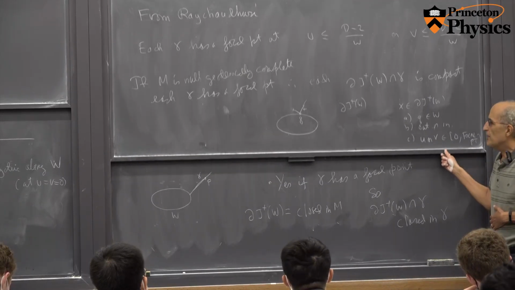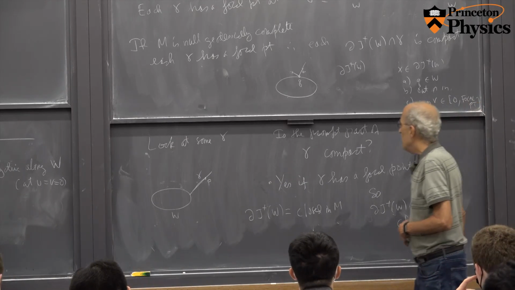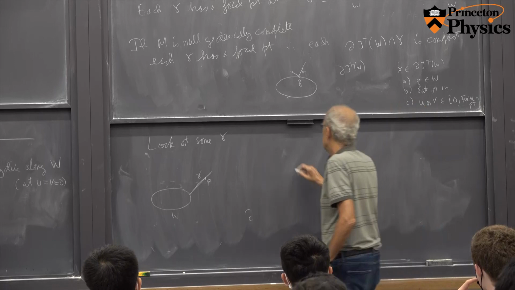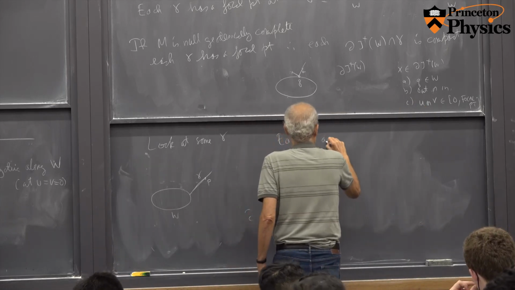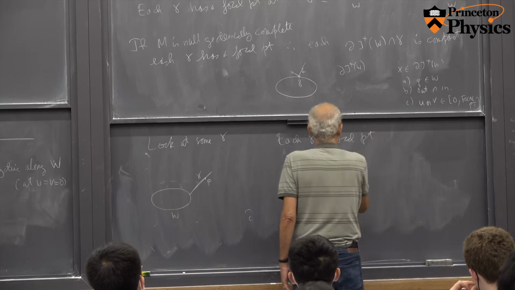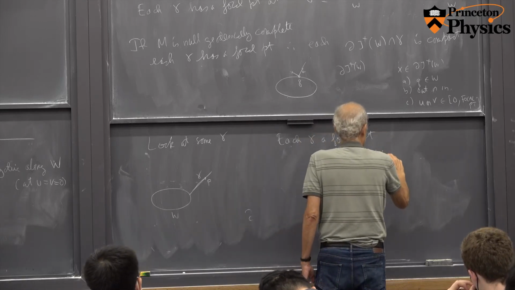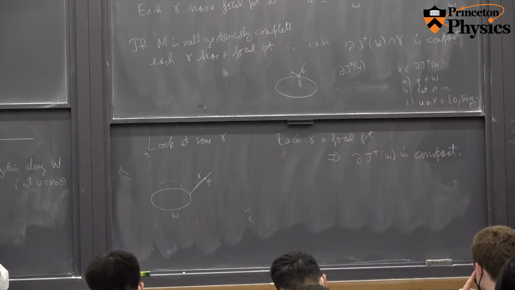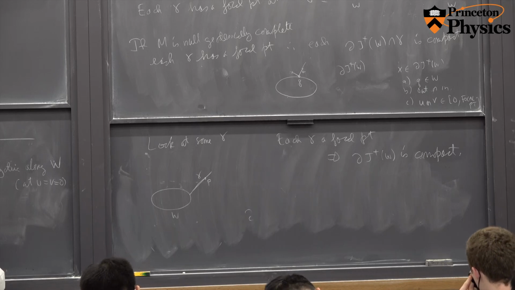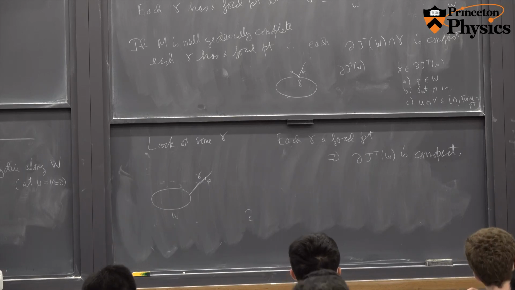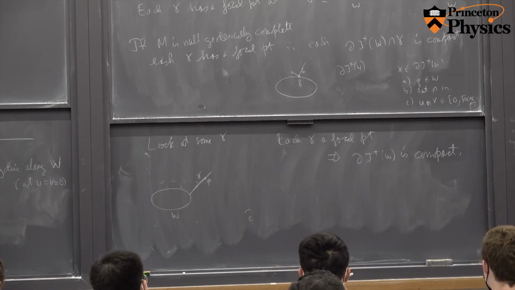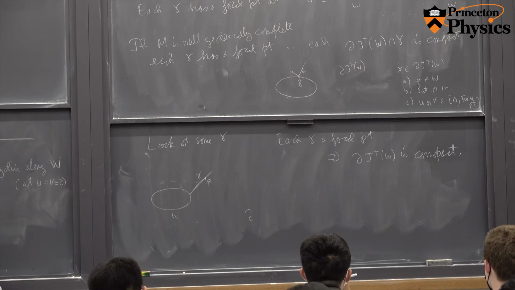So we conclude that if each gamma has a focal point, the boundary of the future is compact. It was made out of closed intervals of bounded length parameterized by a compact set. Any questions about that?